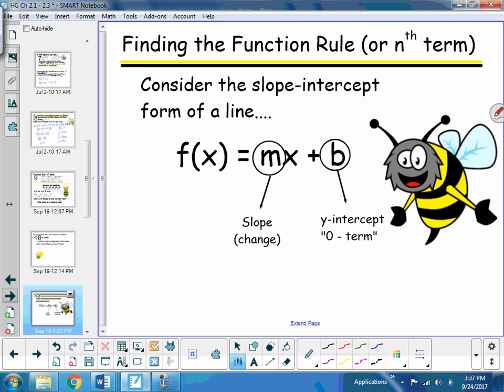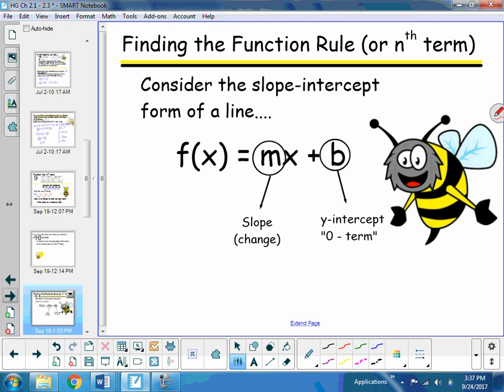And I think you may have done this a little bit in algebra too. But as a quick reminder, the equation of a line is y equals mx plus b, or f of x in our case equals mx plus b. And what we had there was a linear function. Today everything is going to be a linear function. Tomorrow it is not necessarily going to be a linear function.